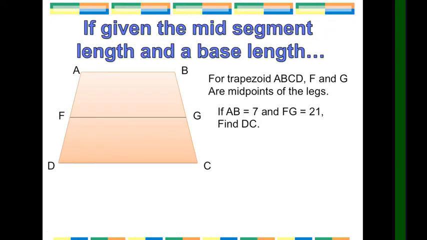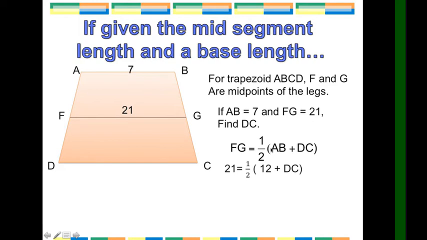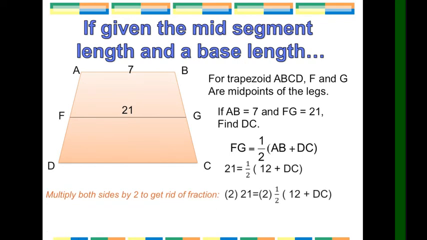Okay. If given the mid-segment length and the base length, so yung isang segment given tsaka yung isang base, hanapin natin yung isang base, no? So we have 7 and 21. We don't know the measurement of this DC, so we will use the formula, which is FG equals 1/2 times the quantity AB plus DC. Okay, FG is the midsegment, AB is the upper base, and DC is the lower base. We're looking for DC, so let's substitute first the given, and then multiply both sides by 2 to get rid of the fraction.